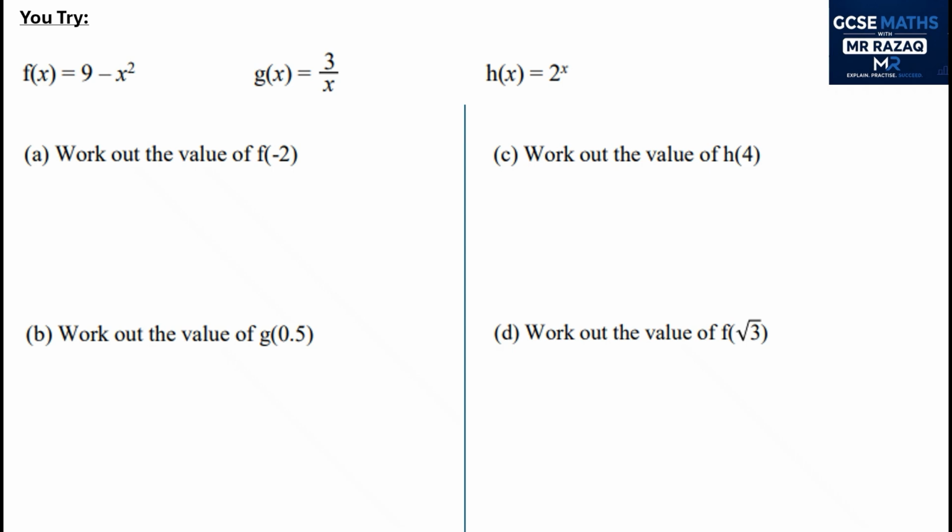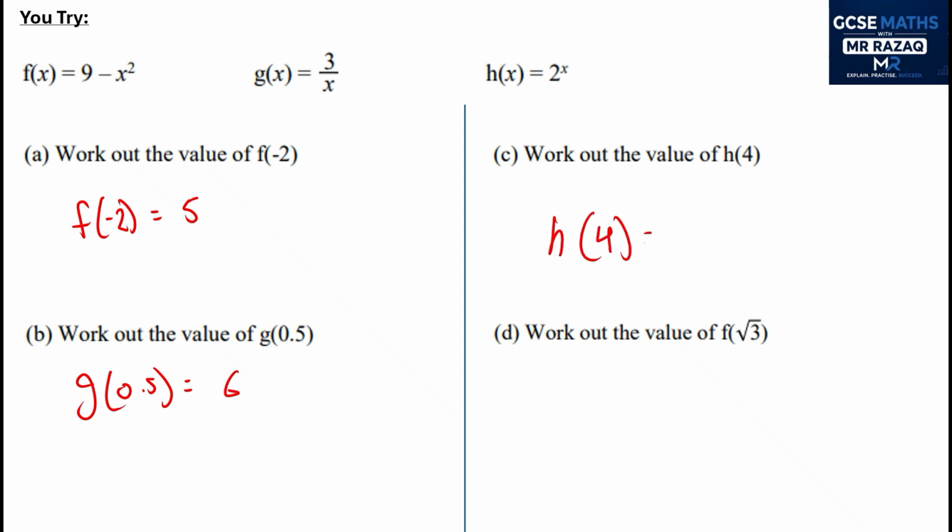Okay, hopefully by now, you should have attempted this question. And the answers are, for f of minus 2, the answer is equal to 5. g of 0.5 is equal to 6. h of 4 is equal to 16. And f of square root of 3 is equal to 6.